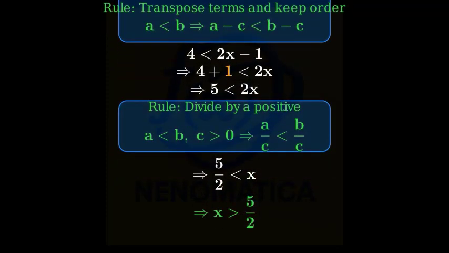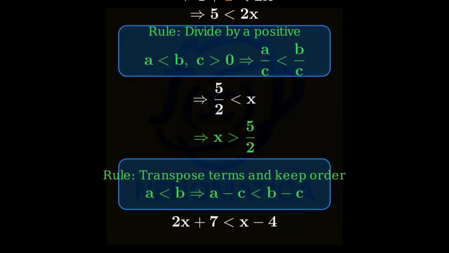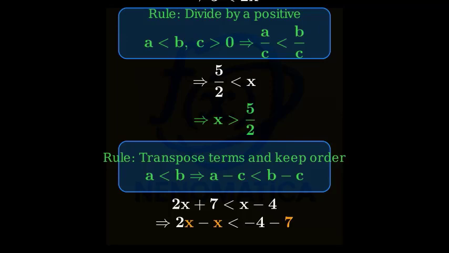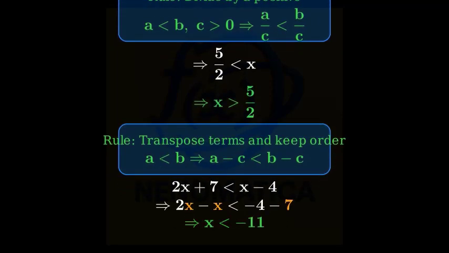Step 3. Solve the second inequality using the same structure. Use the same transposition rule. 2x plus 7 is less than x minus 4. Subtract x on the left and subtract 7 on the right. That yields x is less than negative 11.